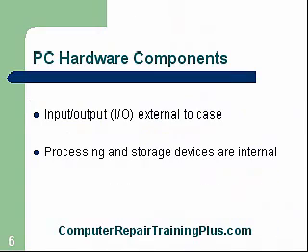PC hardware components. We have input and output devices, I/O. This is external to the case. Processing and storage devices are internal, so we have a CPU, hard drive, other components internal to the case. External, we have keyboards, we have monitors, and other devices.